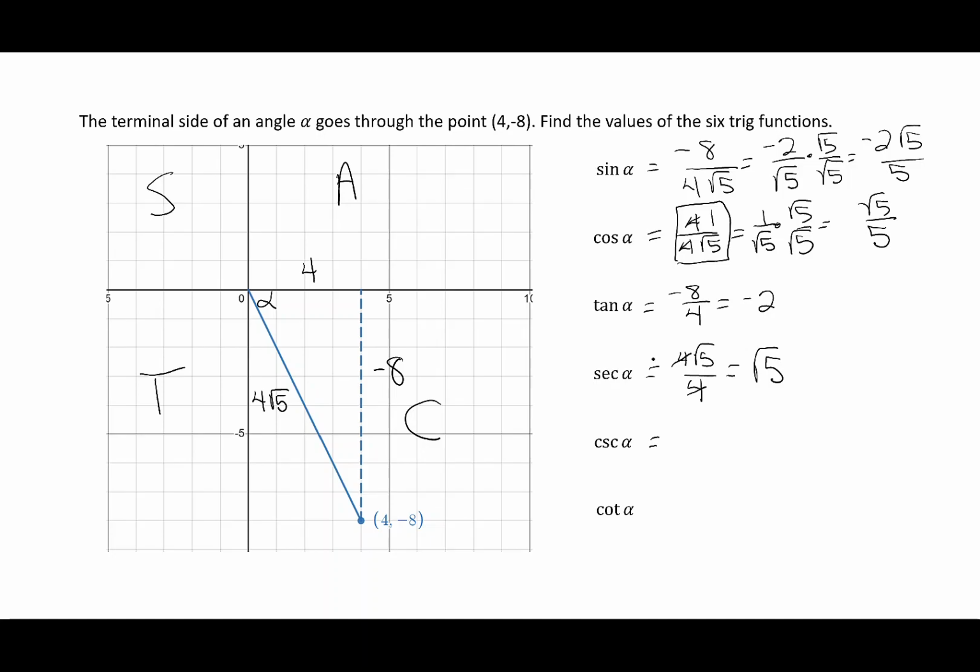Cosecant is the reciprocal of sine. I'll write 4 square root of 5 over -8. 4 still cancels -8 to give me a -2, and I get the square root of 5 over -2, which I'll write as negative square root of 5 over 2. Cotangent of alpha is the reciprocal of tangent. I have 4 over -8, which I write as -1/2.